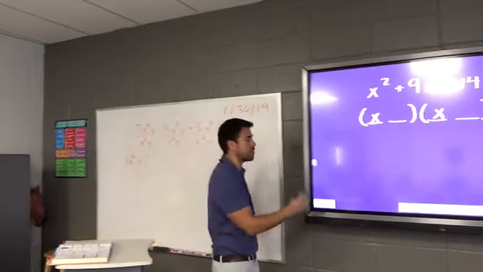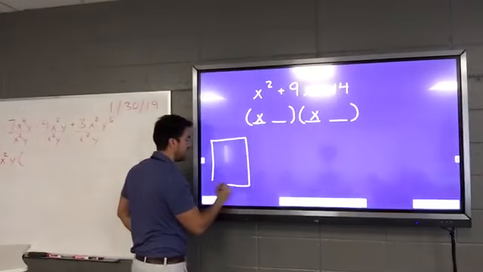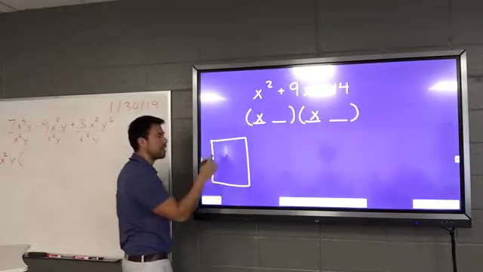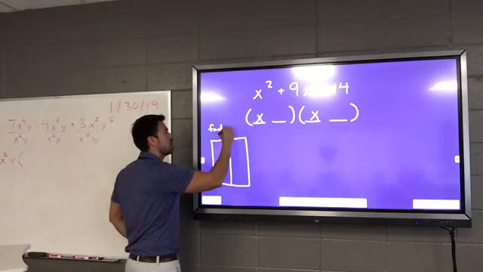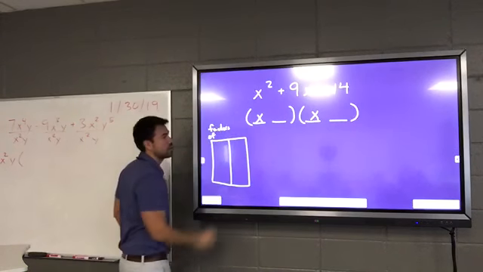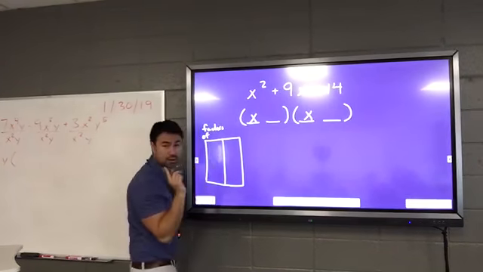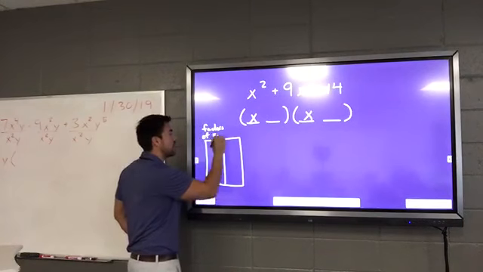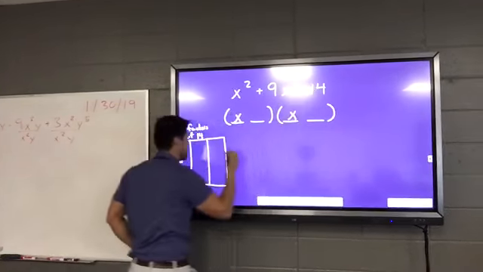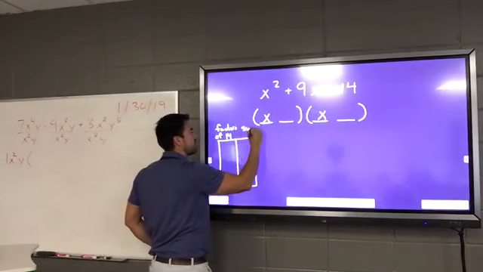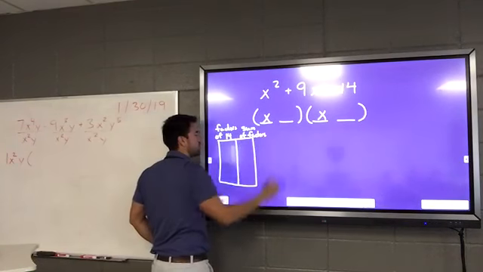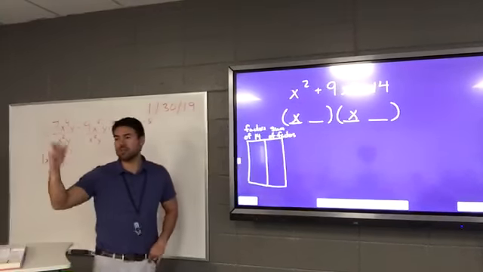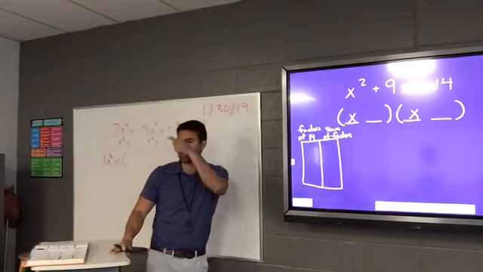So what I'm going to do here is create that table real quick. And again, on your homework, I don't expect it, but I'm going to do it for your notes. I want factors of what number? 14, the constant. I want factors of 14, and then I want the sum of the factors. All right, so throw out some factors of 14. What times what is 14?